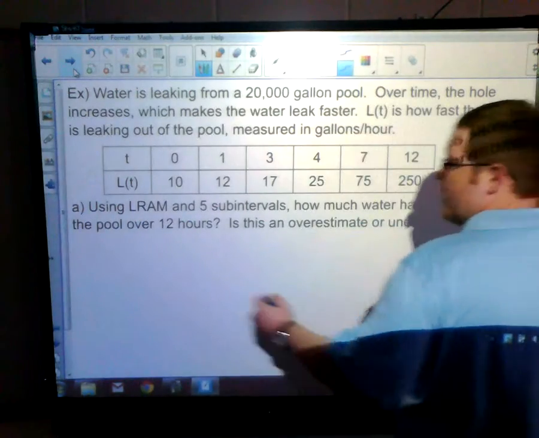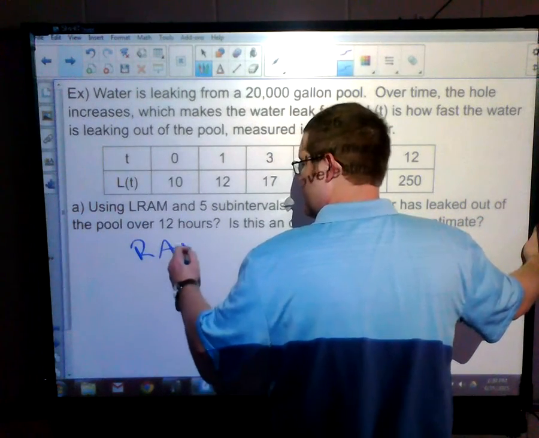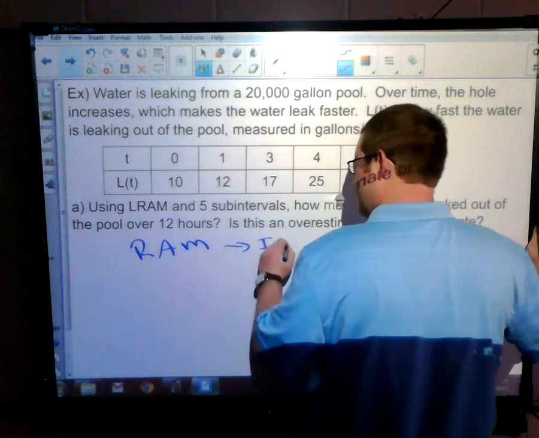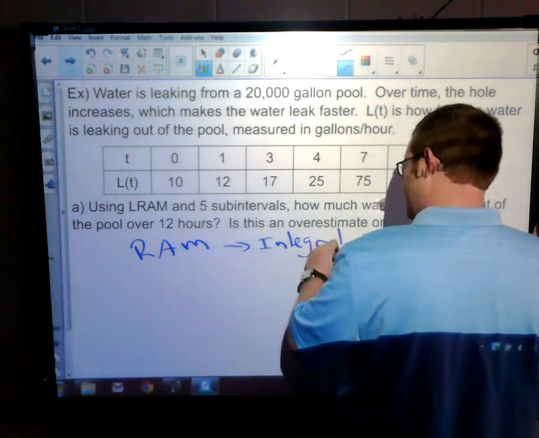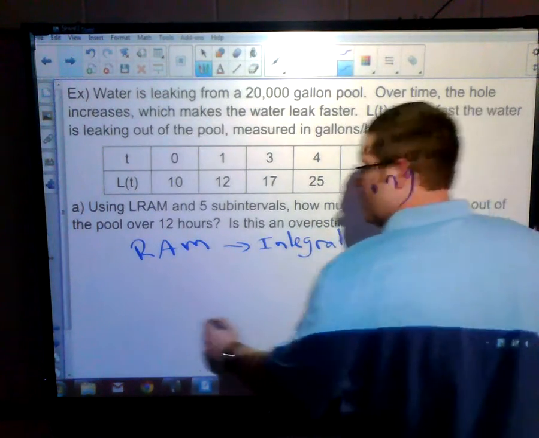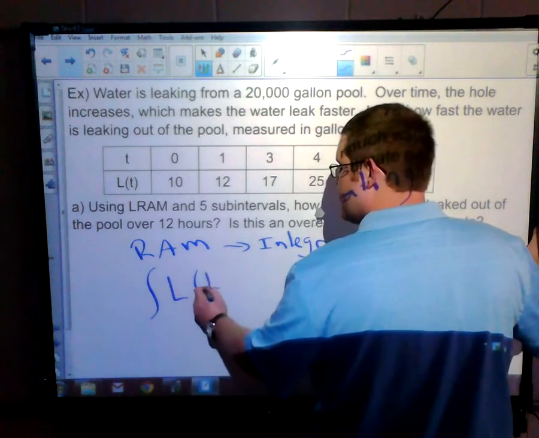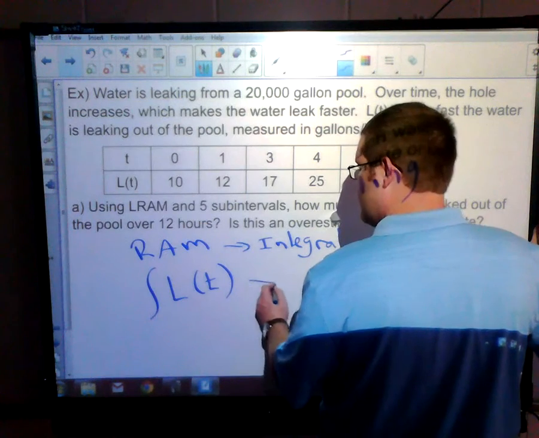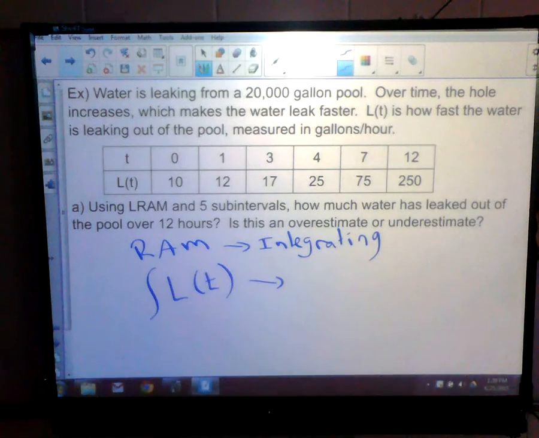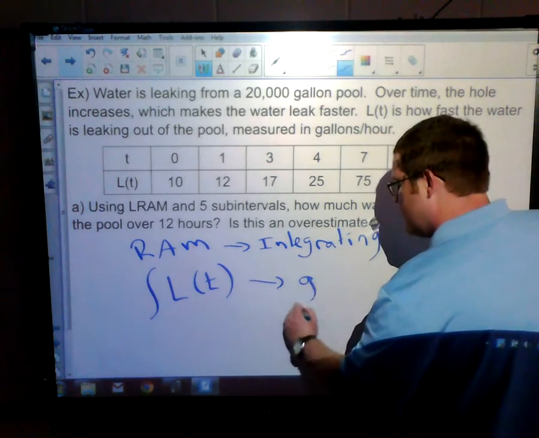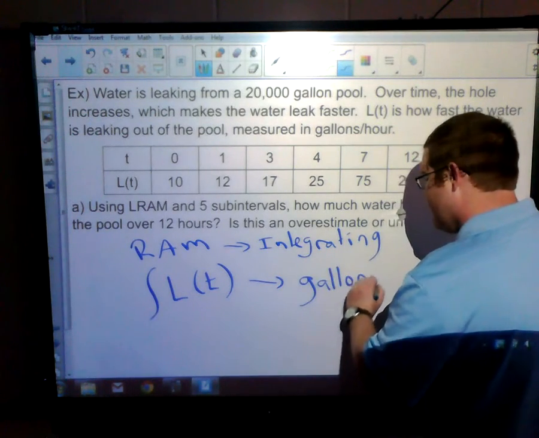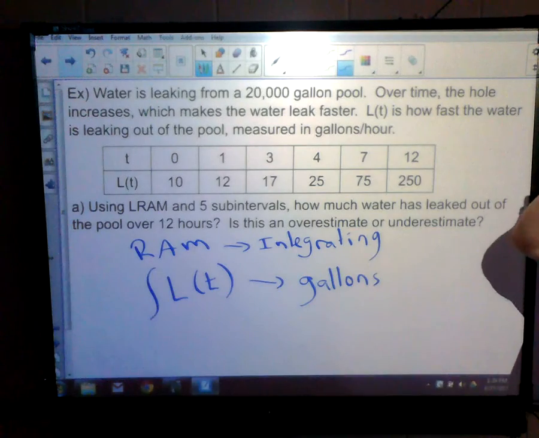If I use RAM, that means I'm integrating. So, this is the symbol for integration. If you integrate gallons per hour, you're going to get back to gallons. Be careful, because that's going to become tricky in a minute.